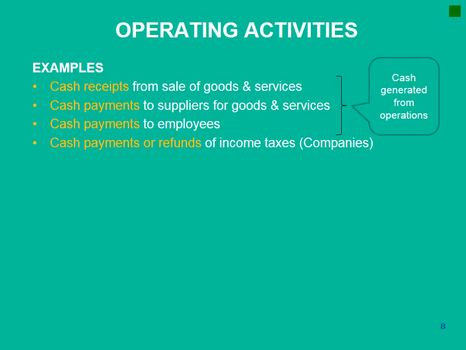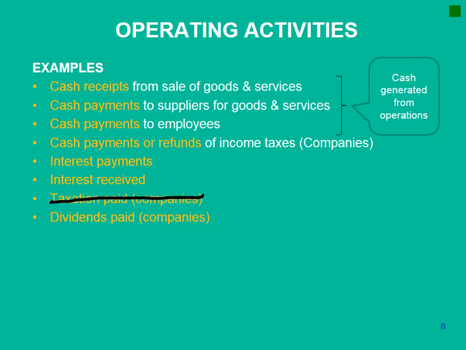Then under operating activities, we should also show cash payments or refunds of income taxes separately. That's only for companies. We show interest payments, interest received. Sorry, I already said taxation paid. And also dividends paid, but that will also only be for companies. They get shown separately. And again, it's only the actual amounts that have been paid. And drawings of cash by the owner. So interest we've actually received, interest we've actually paid, dividends we've paid, and drawings that the owner has taken out in the form of money all get reflected as cash flows under the operating activities section of the cash flow statement.